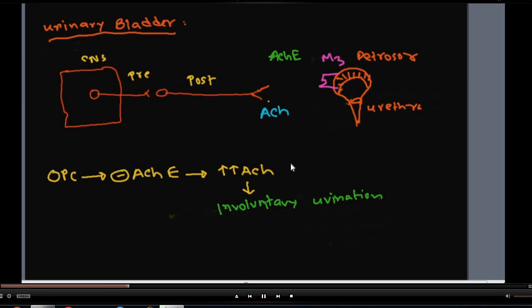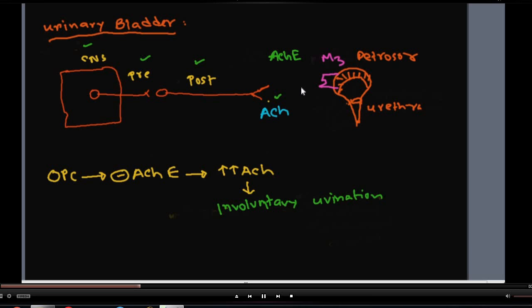Now we can see the effect of OPC in the urinary system. This is the central nervous system. This is the preganglionic neuron. This is the postganglionic neuron. Again, the postganglionic neuron releases acetylcholine, and this acetylcholine stimulates muscarinic receptors on the urinary bladder. If I want to say very precisely, on the wall of the urinary bladder, you know there is the detrusor muscle. This is the detrusor muscle, and on the surface of the detrusor muscle there is a muscarinic or M3 receptor. Acetylcholine stimulates this M3 receptor on the detrusor muscle.